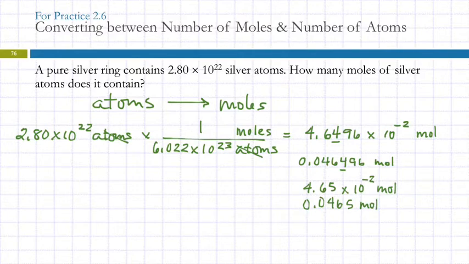Any questions? Yes? That's a good question. Do you need to specify atoms of silver, moles of silver? In a question like this, you don't have to. Later in the semester, we will have to specify because we'll be starting with silver and we'll be ending up with silver oxide. So if you've got different kinds of atoms, then you have to specify. Good question. Any other questions?